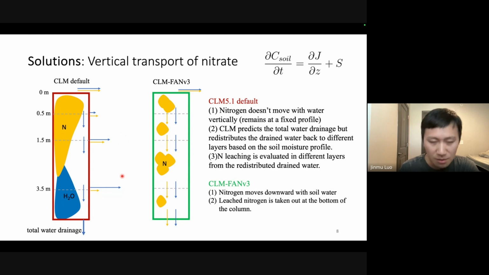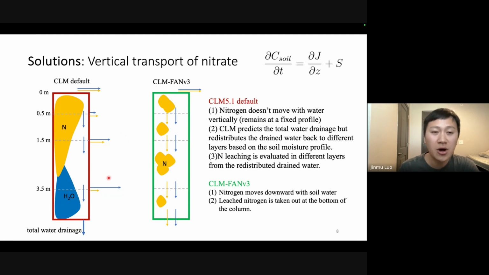That could be a problem for this simple scheme, just as I plotted in this graph. If most of the water stays at the bottom of the column, even if you have larger water drainage, the total nitrogen leaching could be very small just because your nitrogen doesn't move with water. Water can just move down.